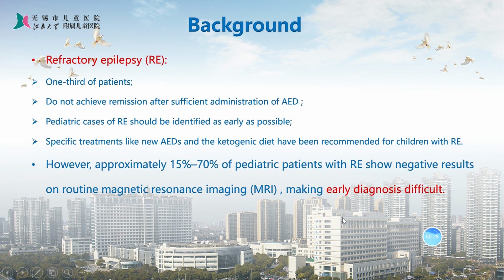Epilepsy is the most common chronic brain disease in children. However, approximately one-third of patients do not achieve remission after sufficient administration of medicine, called refractory epilepsy. New medicine and ketogenic diet have been recommended. However, part of pediatric patients with RE show negative results on routine MRI, making early diagnosis difficult.